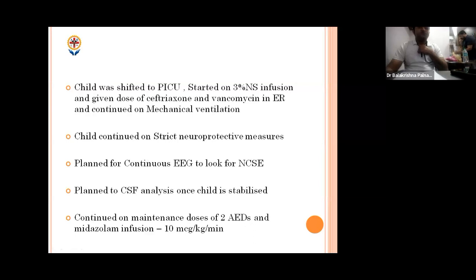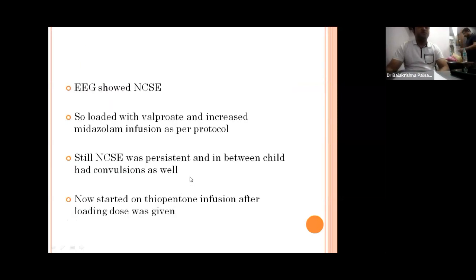We have started some low dose norepinephrine. All the measures have been taken. We have planned to do continuous EEG to look for any non-convulsive status epilepticus. We can't do LP in this particular child as the child is very unstable currently. So we have continued the maintenance dose of 2 AEDs, levetiracetam and fosphenytoin, which we loaded initially. And I'm continuing midazolam infusion at 10 mcg per kg per minute.